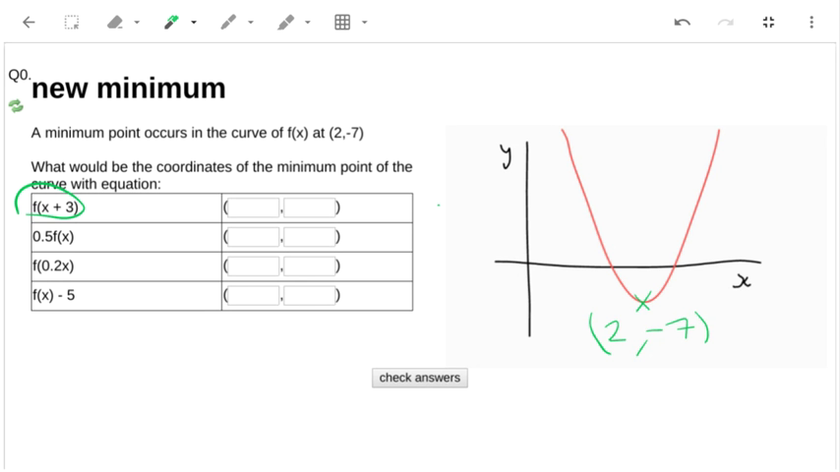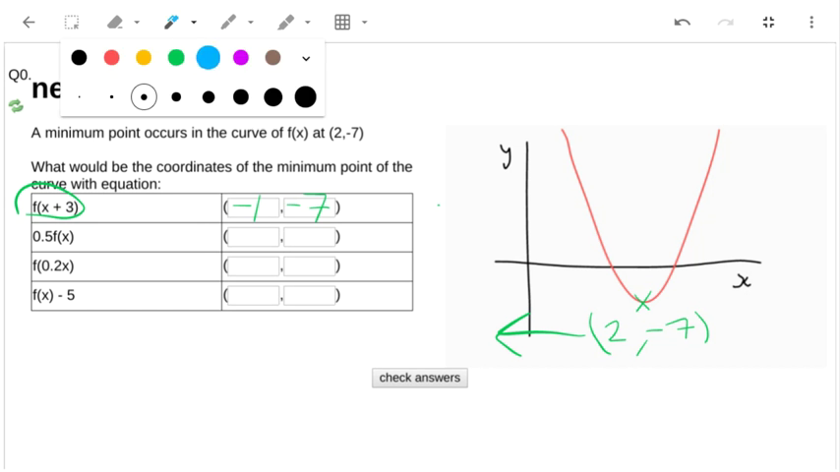Thing to remember about any operations on the x, any operations inside the bracket, is they sort of do the other thing from what you'd expect. They do the reverse. X plus 3, you'd expect it to go that way. It doesn't. It shifts the curve that way. So I suppose it's a minus 3 shift. So that would only affect the x coordinate, and it would go from 2 to minus 1 in this case.